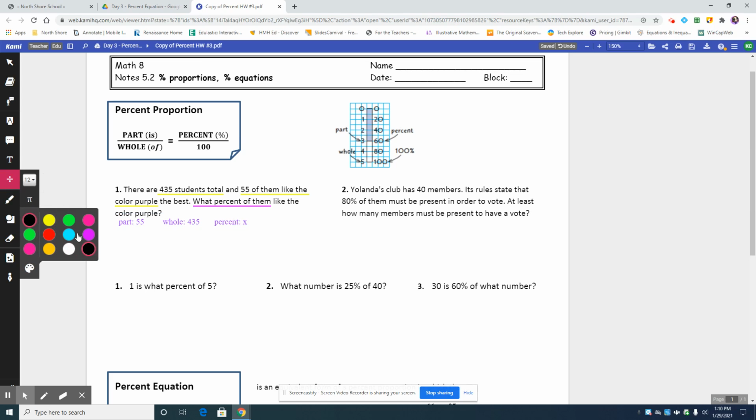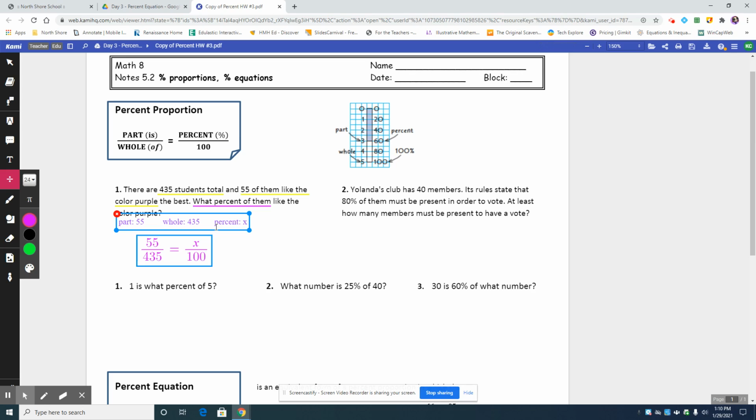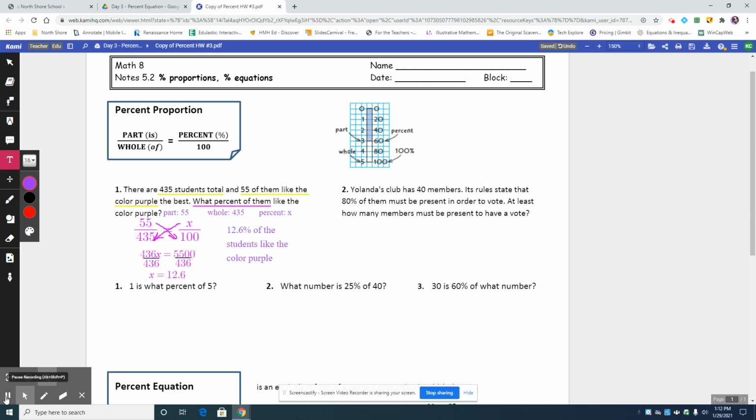When you go to set up your proportion, you would have part over whole, which is up here. Part over whole equals percent over 100. So we have part, which is 55, over whole, which is 435, equals our unknown percent over 100. From here, you cross multiply and solve. Take a minute, pause the video. When you come back, the answer will be there.